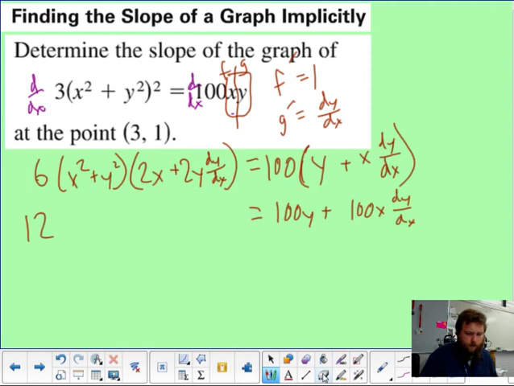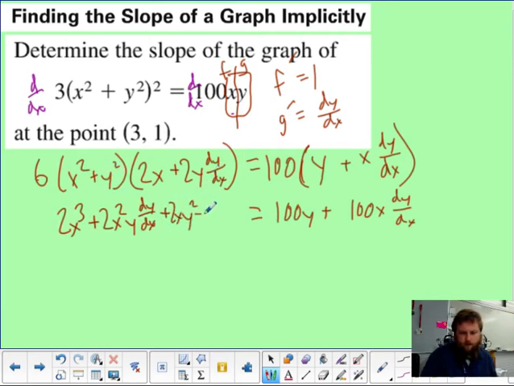Instead of doing it that way, I'm going to do it my way. I can follow the book, but I don't want to. I'm going to just FOIL this in here. So I'm going to get 2x cubed plus 2x squared y dy/dx plus 2xy squared, y squared times this, plus 2y cubed dy/dx. All of that times 6.